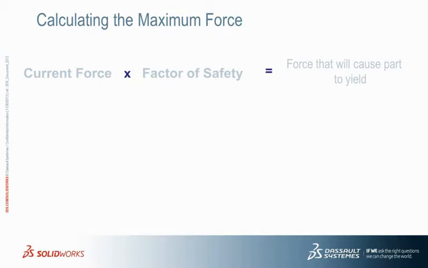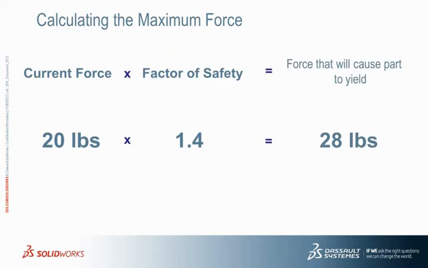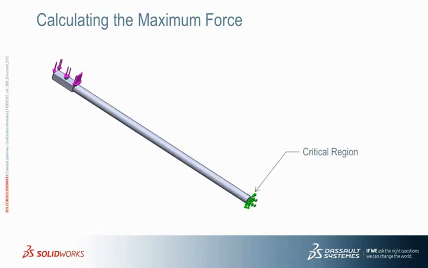In this case, to determine the force which will cause the part to yield, multiply the current force, 20 pounds, by the minimum factor of safety, 1.4. This equals 28 pounds. So if approximately 28 pounds of force is applied to this part, the minimum factor of safety will equal 1. Meaning the part is about to yield at the critical region.